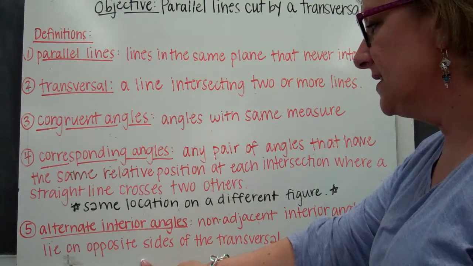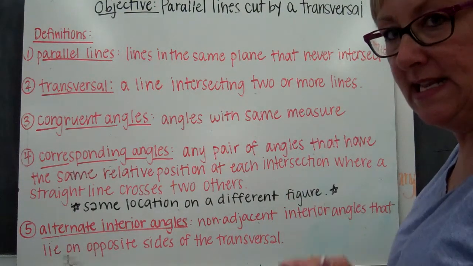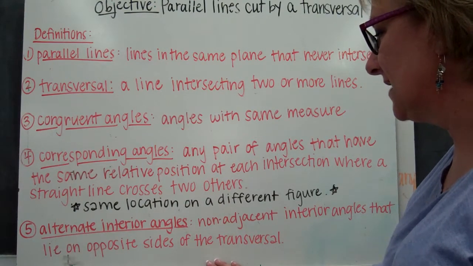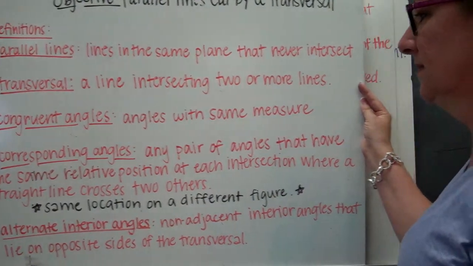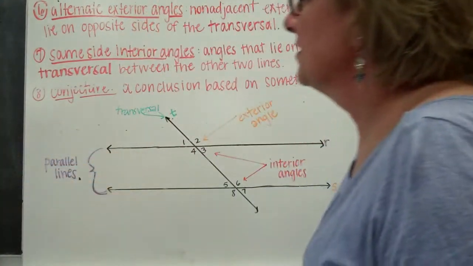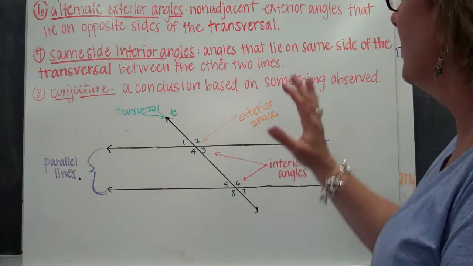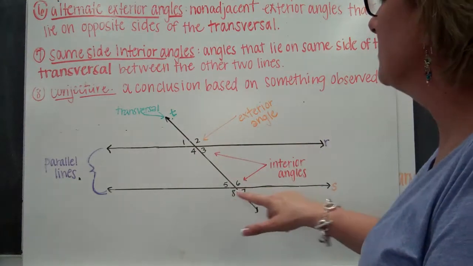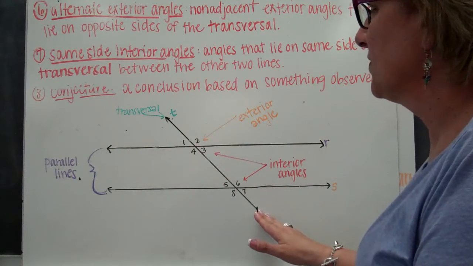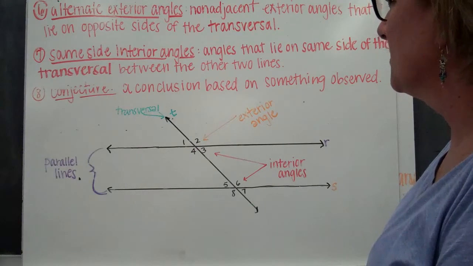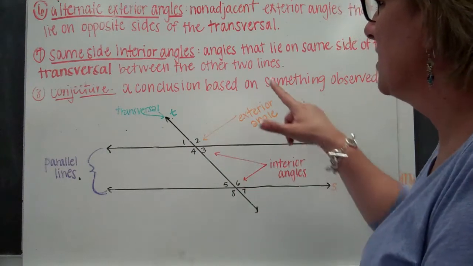Alternate interior angles are non-adjacent. They are not side by side. Interior angles, meaning on the inside, lie on opposite sides of the transversal. Transversal meaning the line that cuts through the two lines. Let's look at the alternate exterior angles. These are also non-adjacent. They are not side by side. They are exterior angles, so they are on the outside of your parallel lines and lie on the opposite sides of the transversal. The same side interior angles are angles that lie on the same side of the transversal between the other two lines.